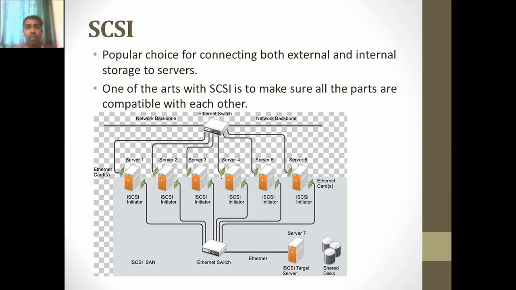One of the aims with SCSI is to make sure all parts are compatible with each other. Here you can see an Ethernet switch. There is a network backbone in which all the servers are interconnected through this Ethernet switch, and on the other side, through the storage area network, SCSI is interconnected between the switch and the servers. The communicating parts all rely upon these SCSI devices, and we make sure that all end-to-end connections are set properly before starting the implementation.